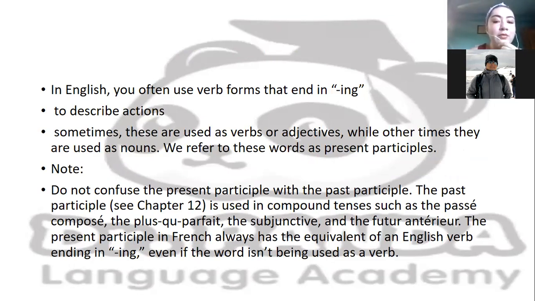So note, do not confuse the present participle with the past participle. Okay, so remember yung past participle na pinag-aralan natin. The past participle is used in compound tenses such as the passé composé, the plus que parfait, the subjunctive, and the futur antérieur, which, don't worry, we will learn about in our future lessons. Okay, so the present participle in French always has the equivalent of an English verb ending in ing, even if the word isn't being used as a verb.